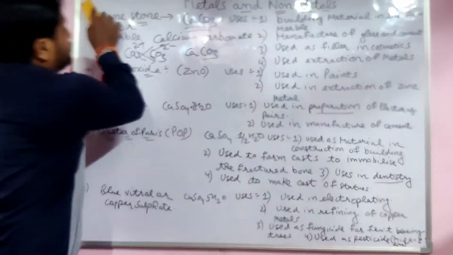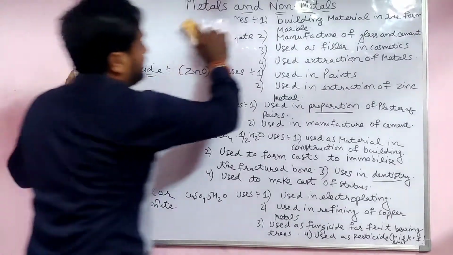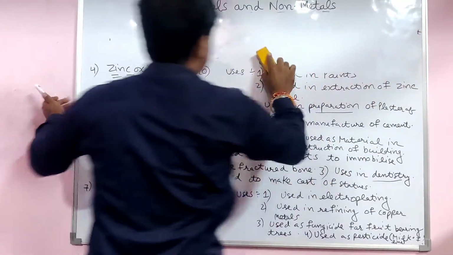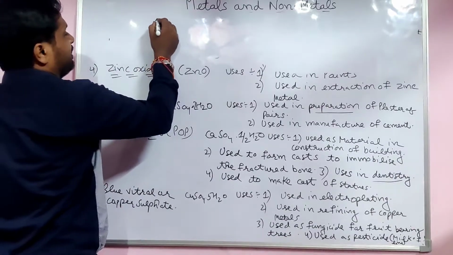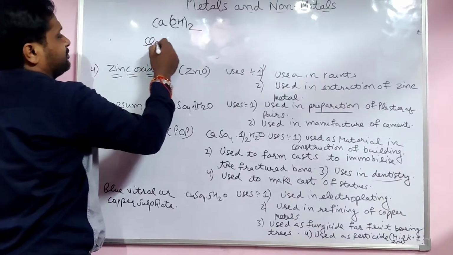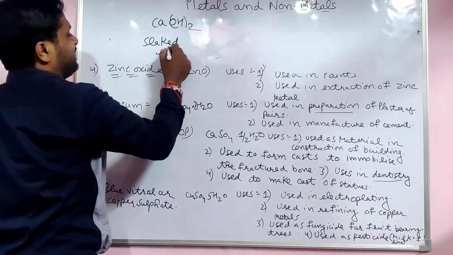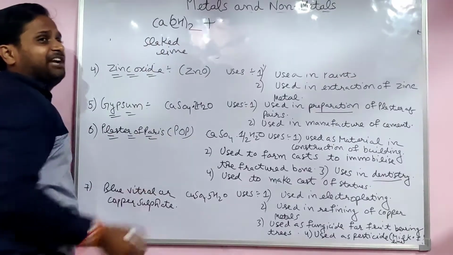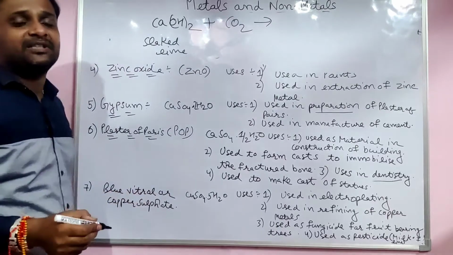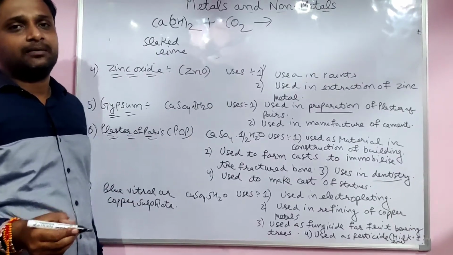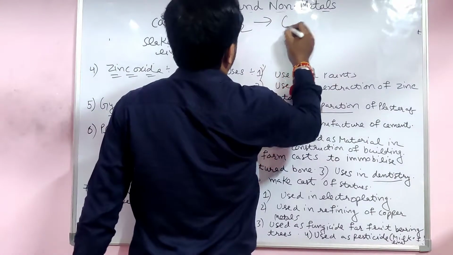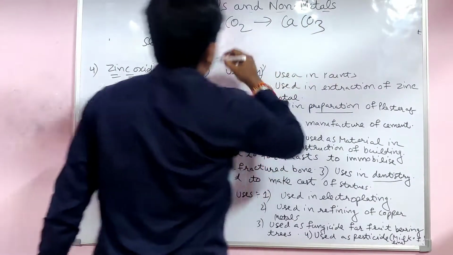Now we have to see the preparation of calcium carbonate. How do you prepare calcium carbonate? You know lime water, slaked lime, calcium hydroxide. When you add CO2, this reaction tells the presence of carbon dioxide in the environment. When you pass carbon dioxide through calcium hydroxide, lime water, it changes into calcium carbonate.